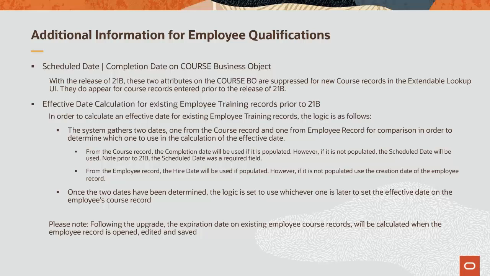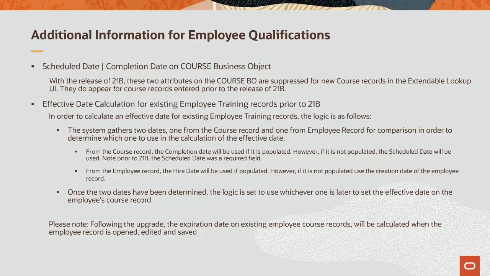For existing employee qualification records as part of the upgrade to 21B, we needed a method to determine the effective date for those existing entries. This is the logic that we have adopted to determine effective date for employee training records that existed at the time of upgrade to 21B. The system gathers two dates, one from the course record and one from the employee record, for comparison in order to determine which one to use in the calculation of the effective date.